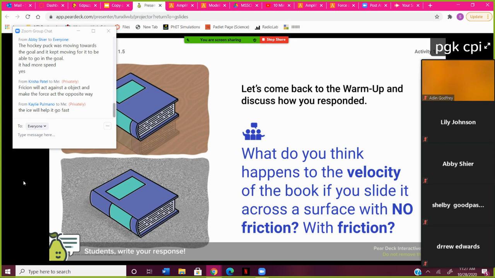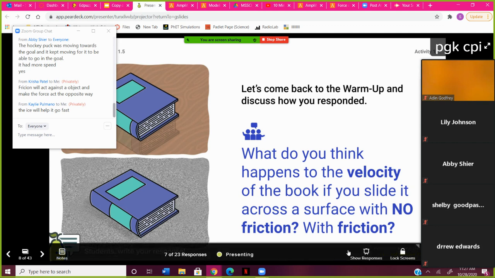Okay, so go ahead on Pear Deck right here and respond to this question. What do you think happens to the velocity of the book if you slide it across a surface with friction and with no friction? All right, I'll show some responses here in a second once I see most people responding.